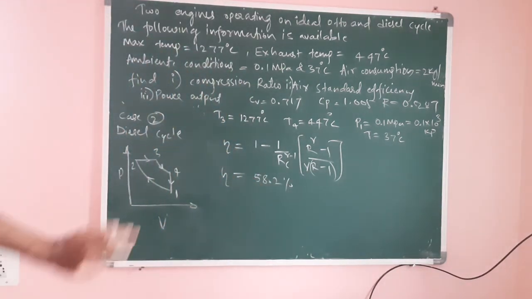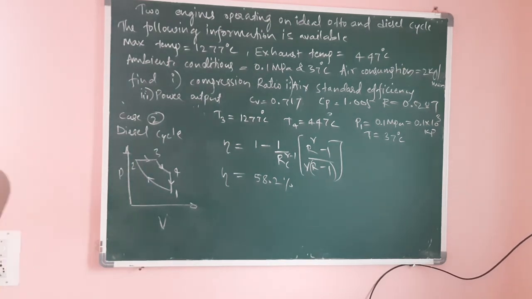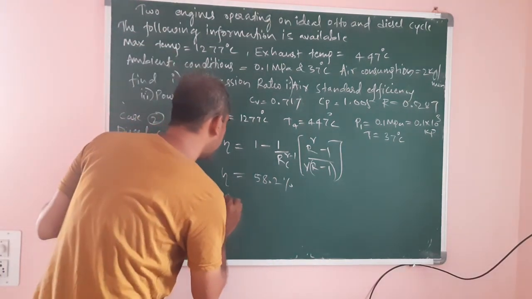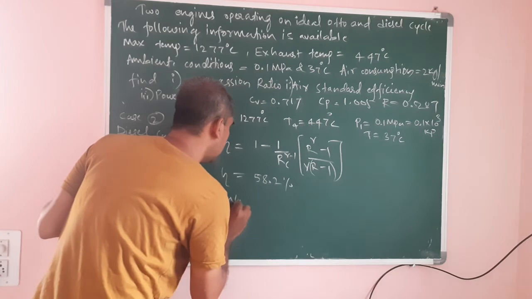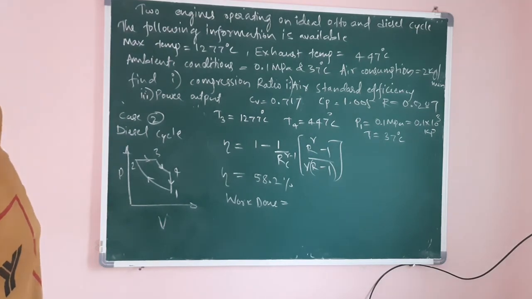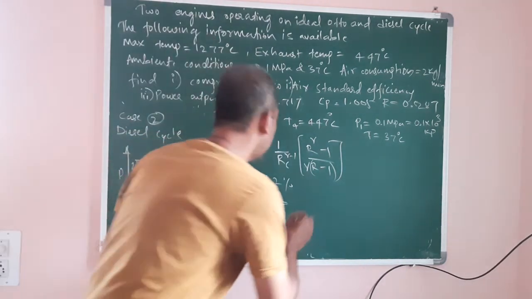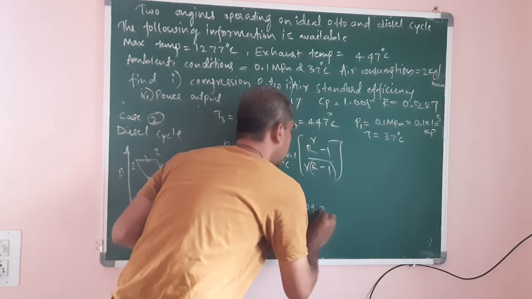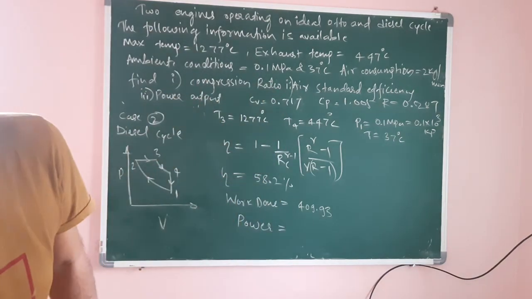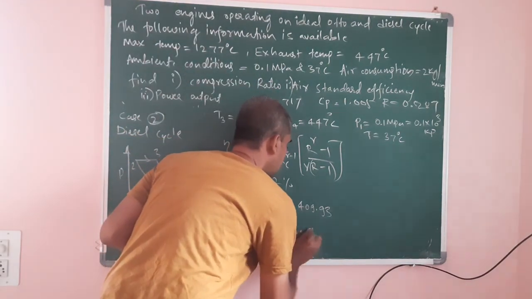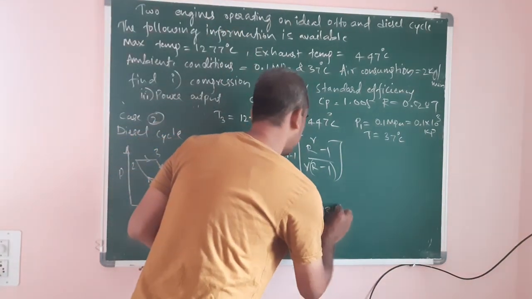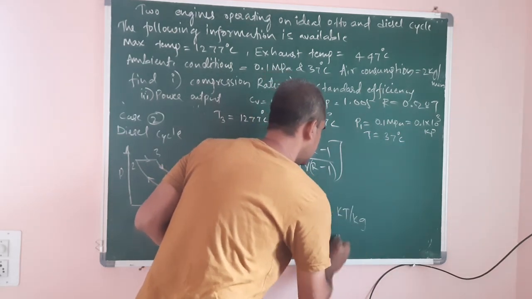Now we have to calculate work done, in the same way as we calculated for the Otto cycle. We will get work done as 409.93. Power is equal to work done into mass flow rate. You will get power as 13.664. These two are the same as what we have done for the Otto cycle. This is kilojoule per kg, and this is kilowatt.